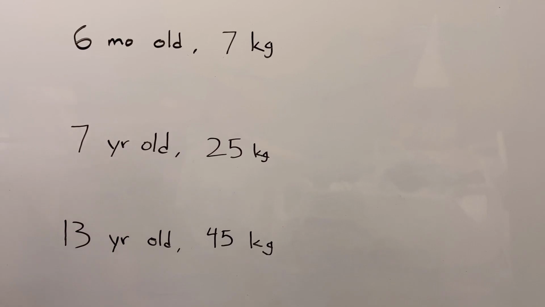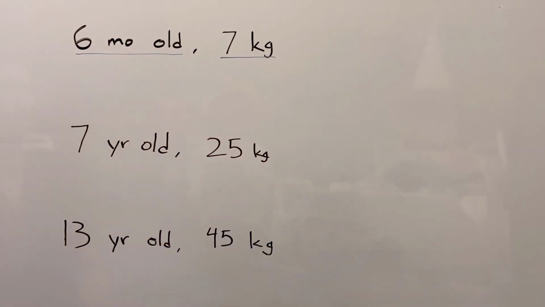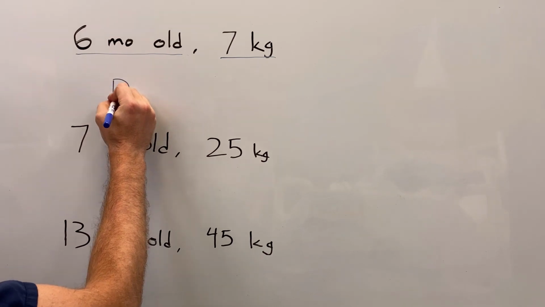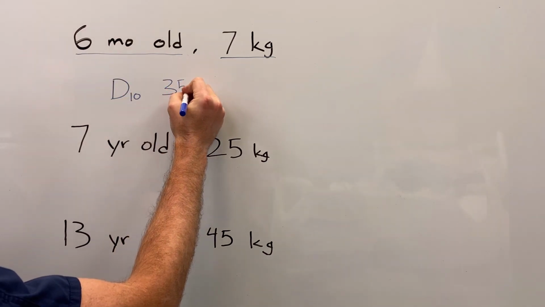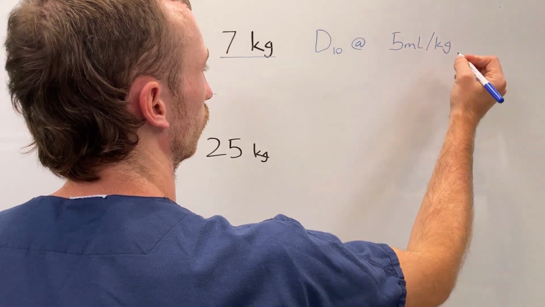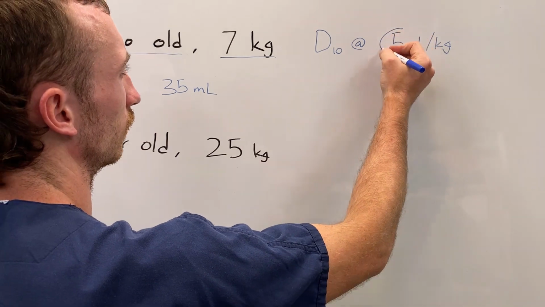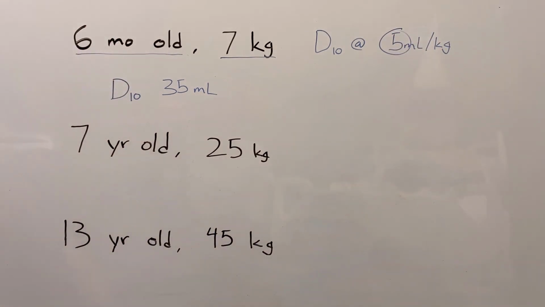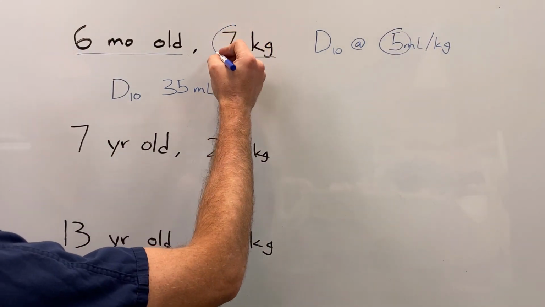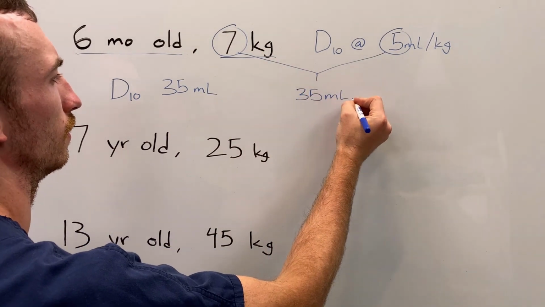Let's apply this to some scenarios. What concentration and dose of dextrose should be given to a 6-month-old boy weighing 7 kilograms? He should be given 35 milliliters of D10. This patient is an infant, so D10 with a dosage of 5 milliliters per kilogram is needed because, according to the rule of 50, 5 times 10 is 50. So a 7 kilogram patient needs 5 times 7 kilograms, which is 35 milliliters of D10.